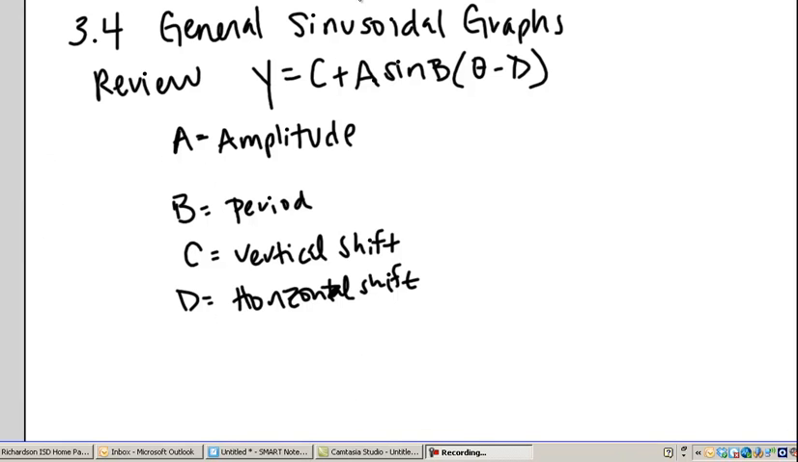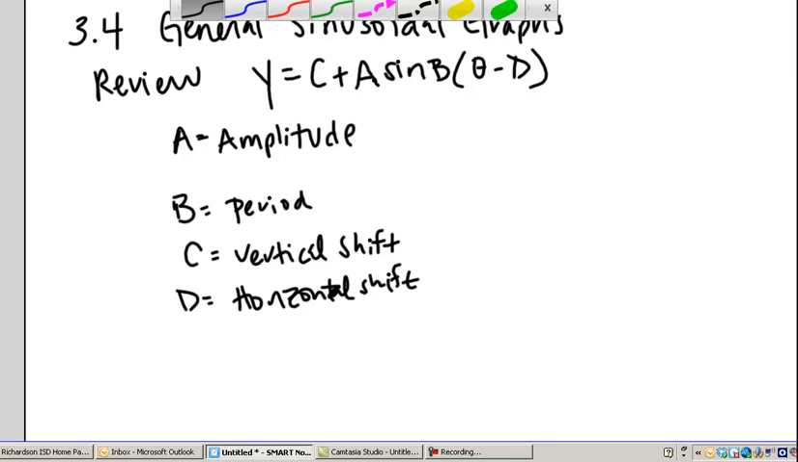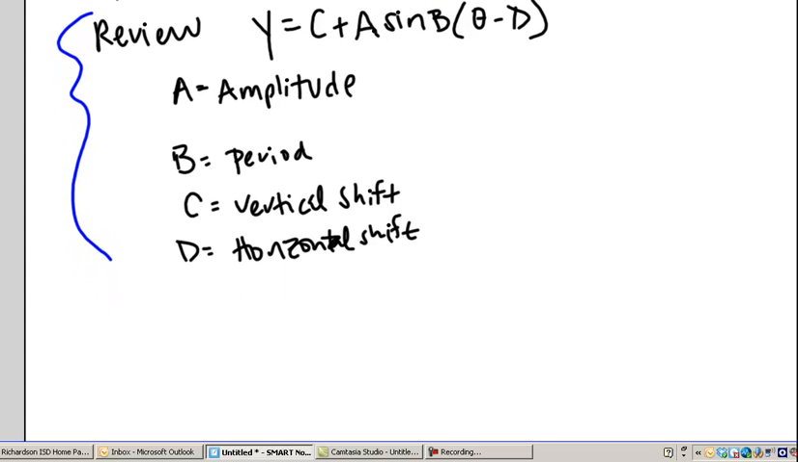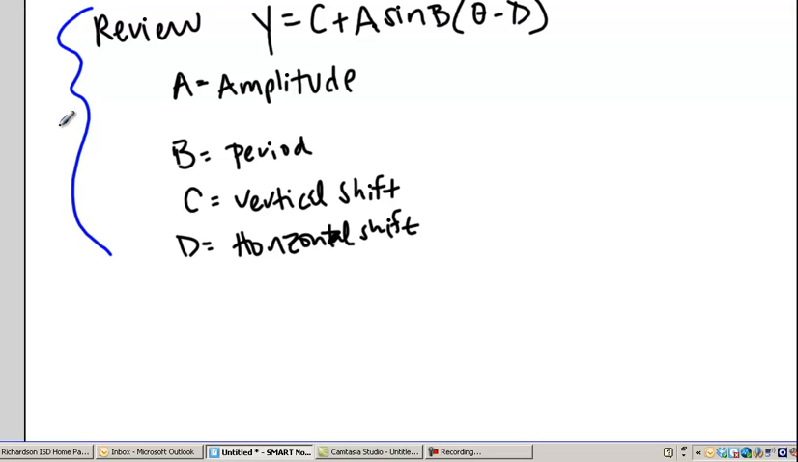Okay guys, today we're talking about 3.4 general sinusoidal graphs. So what we are doing today is combining 3.2 and 3.3 all into one problem. Okay, you don't need to rewrite this review because you already have it in 3.3. I just wanted to have it here so you can see it. But then again, repetition helps you learn, so if you want to rewrite this, you may.